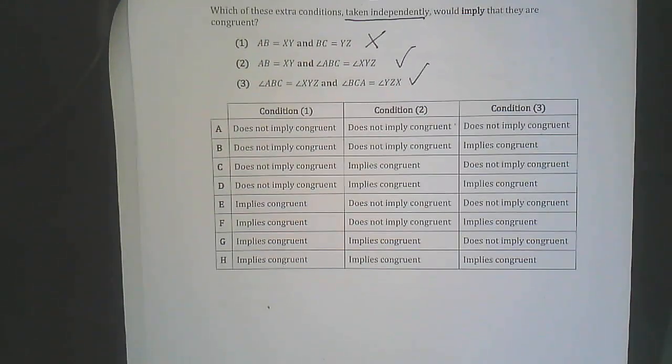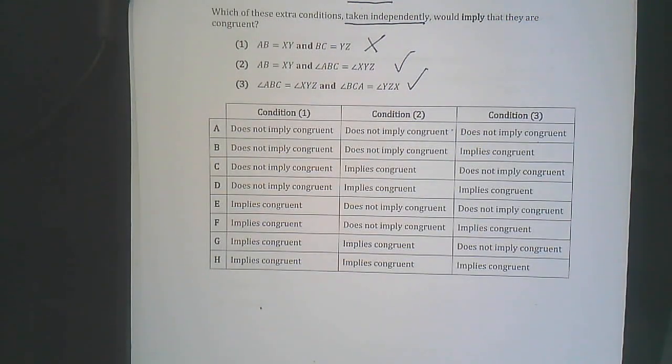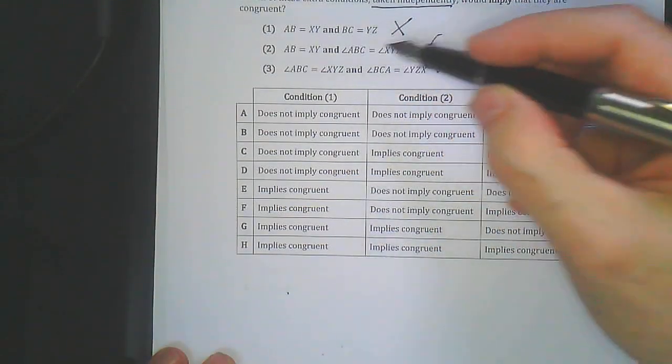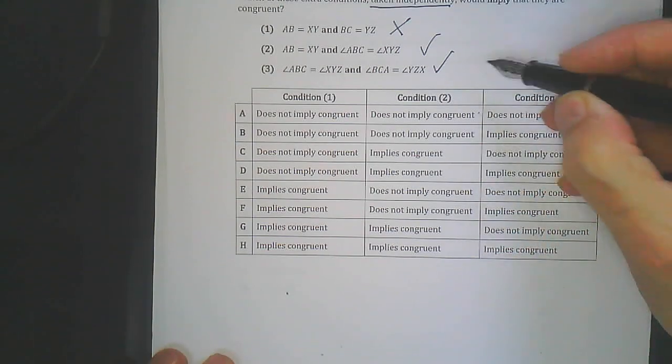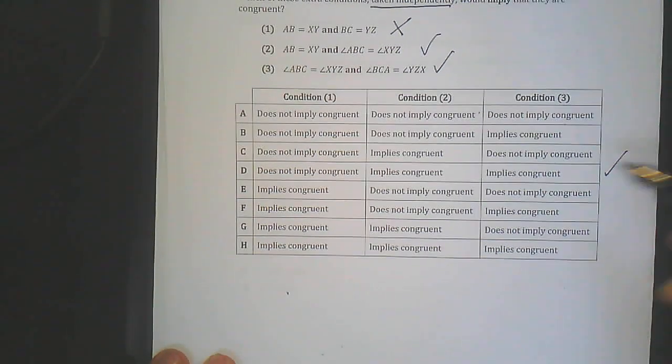So of the list of 3 things, we've got no, yes, yes. So condition 1, no, so that's the first 4. Then condition 2 is yes, which is one of these two. And finally condition 3 is yes, which is this one. So the answer is D.